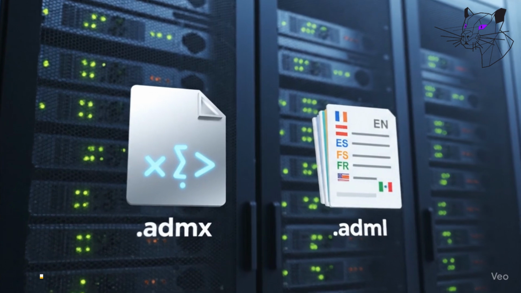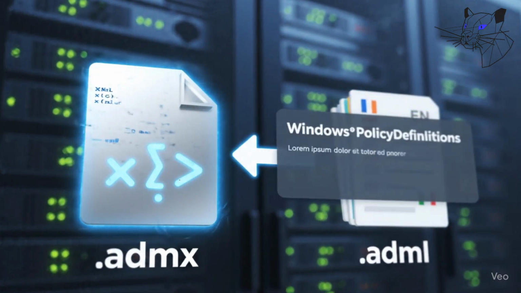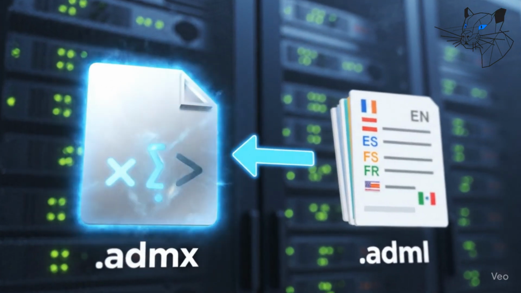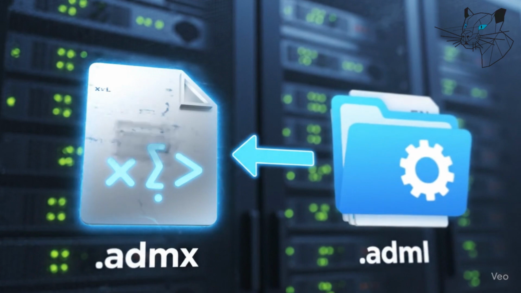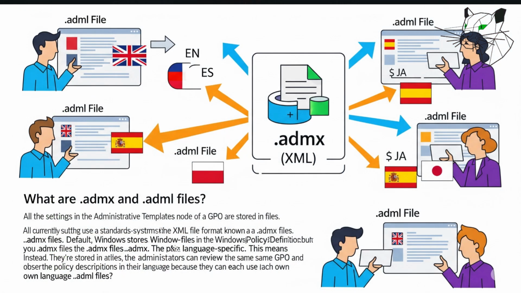All the settings in the administrative templates node of a GPO are stored in files. All currently supported operating systems store the settings in .admx files. These settings use a standards-based XML file format known as .admx files. By default, Windows stores .admx files in the Windows PolicyDefinitions folder, but you can store them in a central location. The .admx files are language neutral.